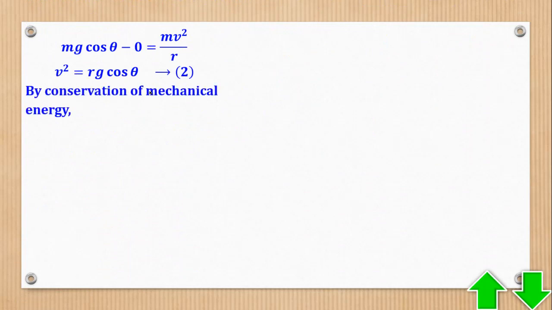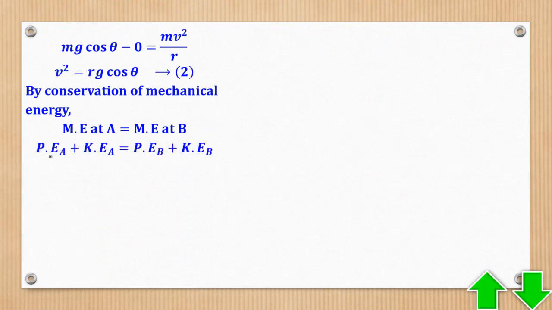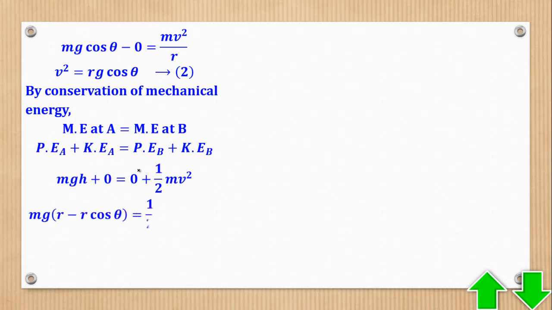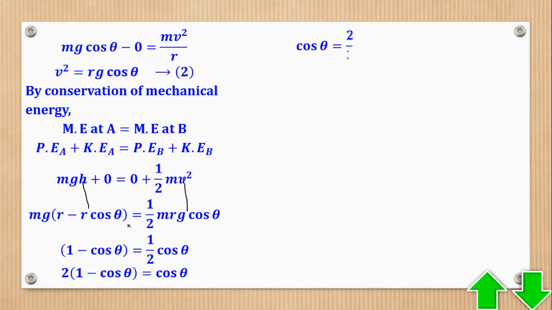Then by conservation of mechanical energy, energy at A is equal to that at B. Therefore, I'll substitute for potential energy and kinetic energy at A and at B. Substitute for h and also for v. Then simplify and collect like terms. When I collect like terms, I'll come up with cos theta being equal to 2 over 3. Therefore, theta is 48.19 degrees.